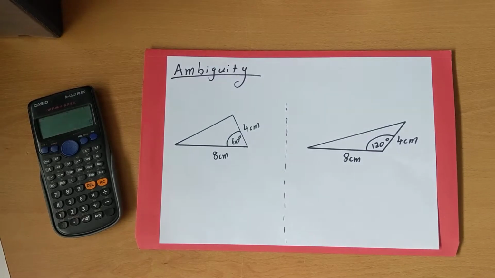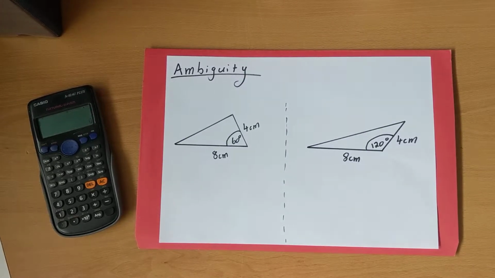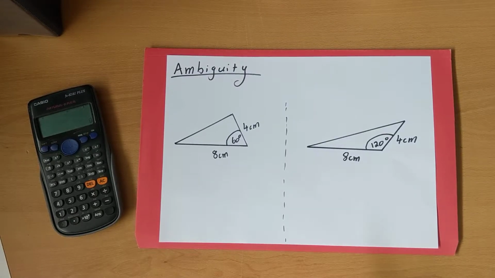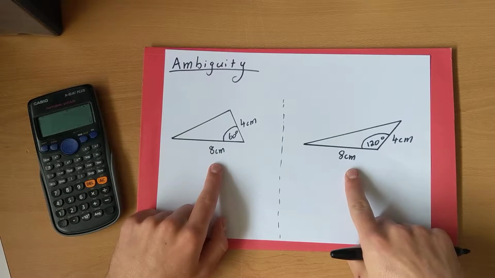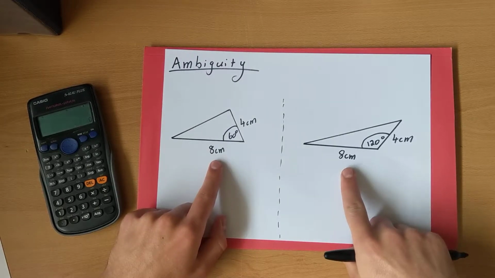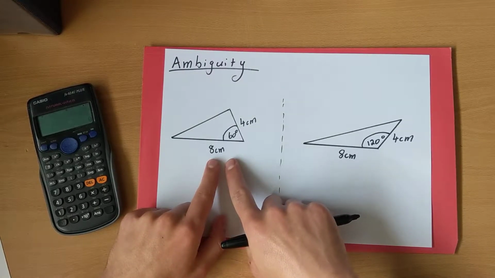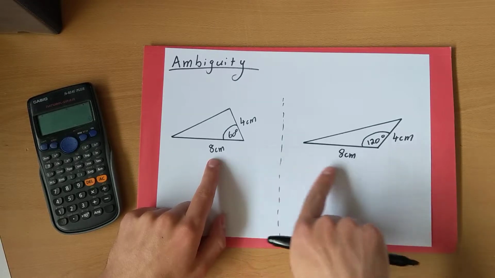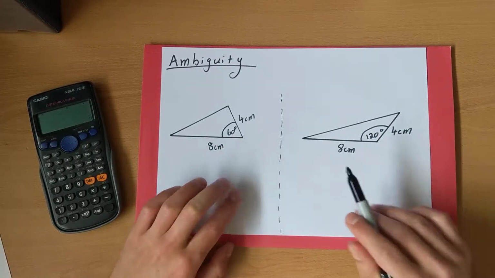In this video, I want to bring up a really important issue with triangles. And in order to demonstrate this, I've got two triangles here. As you can see, they are quite different. They have similar dimensions in terms of their side lengths. So they both have side lengths of 8 centimeters and 4 centimeters.